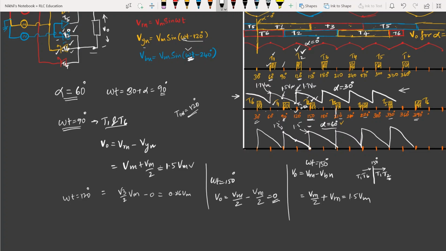Now here at 60 degrees, you see it is at the boundary of discontinuous and continuous conduction, isn't it? Because the output voltage has just become 0 and it is suddenly rising up to 1.5 times Vm. So this is when alpha is equal to 60 degrees. I will further extend alpha to 90 degrees and I will see.